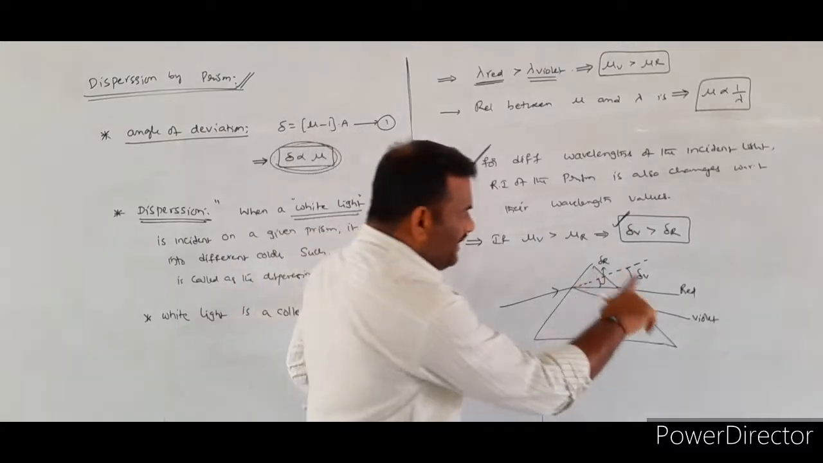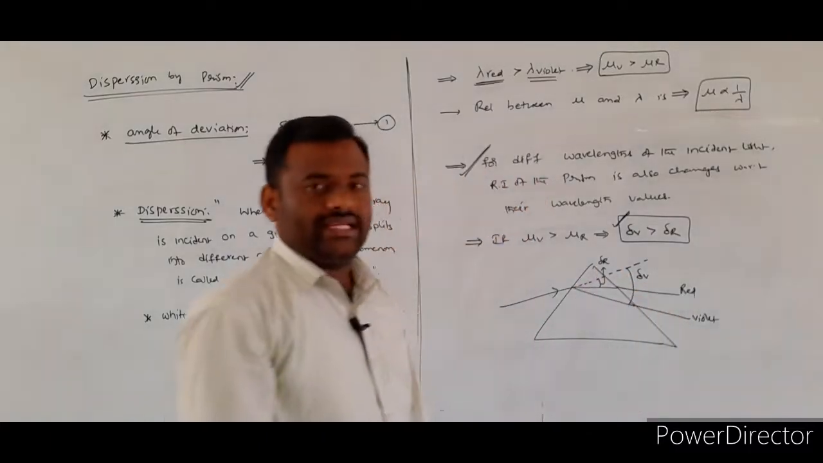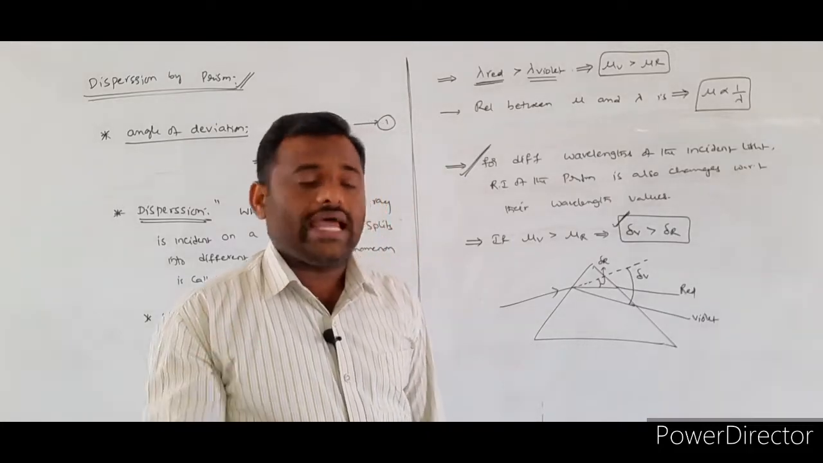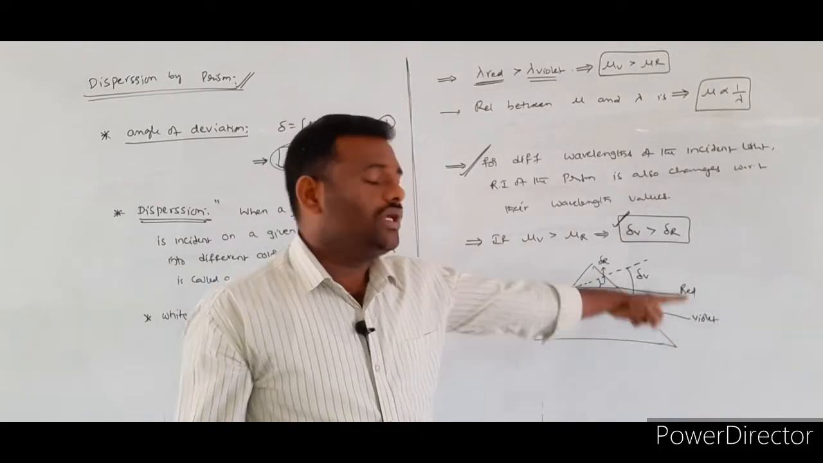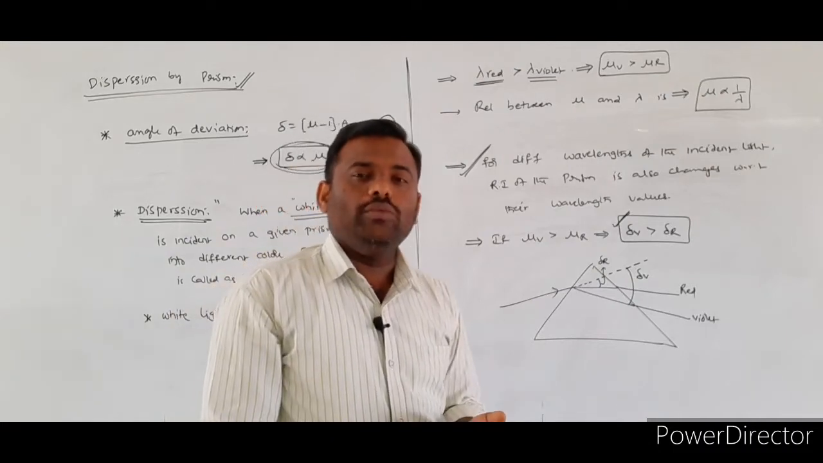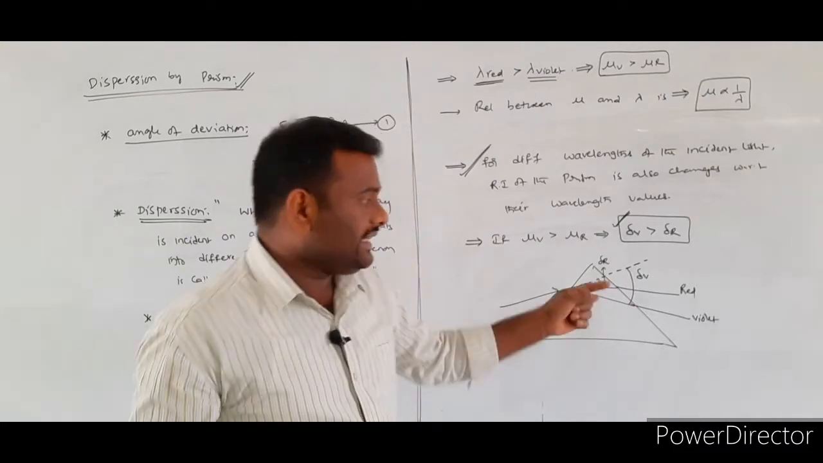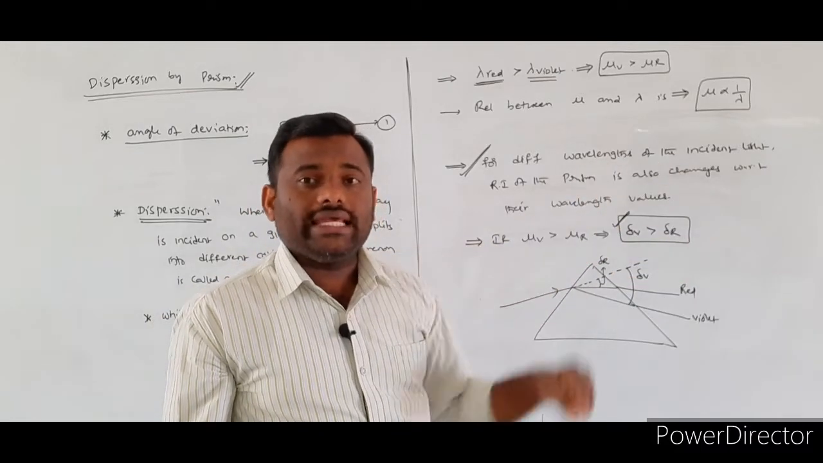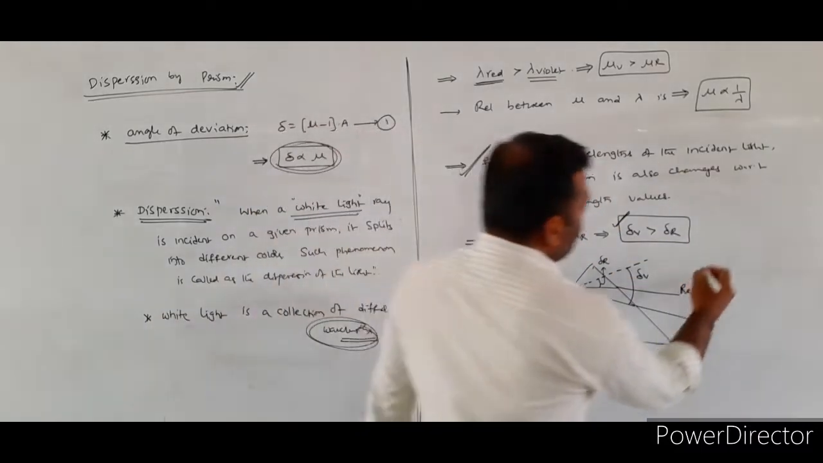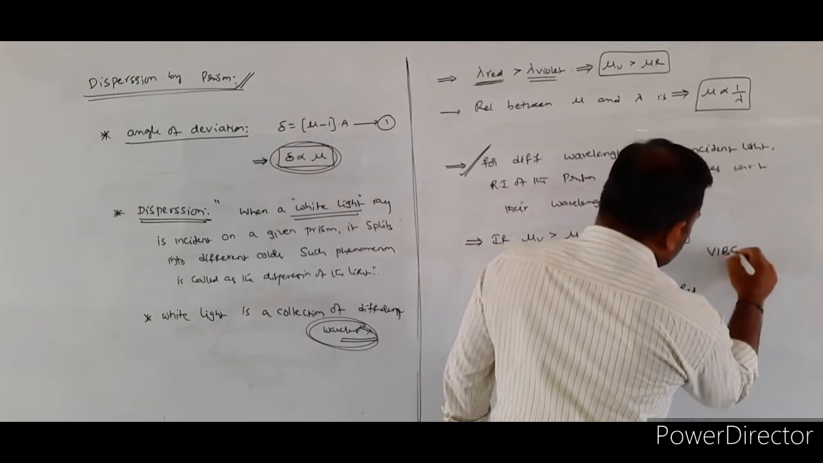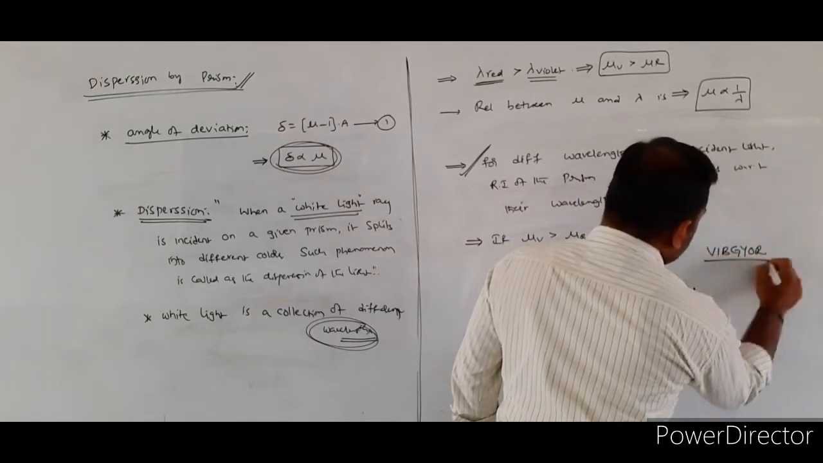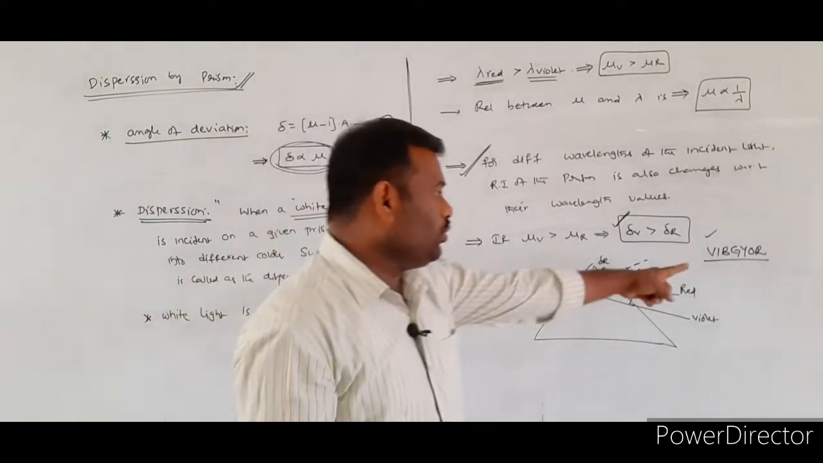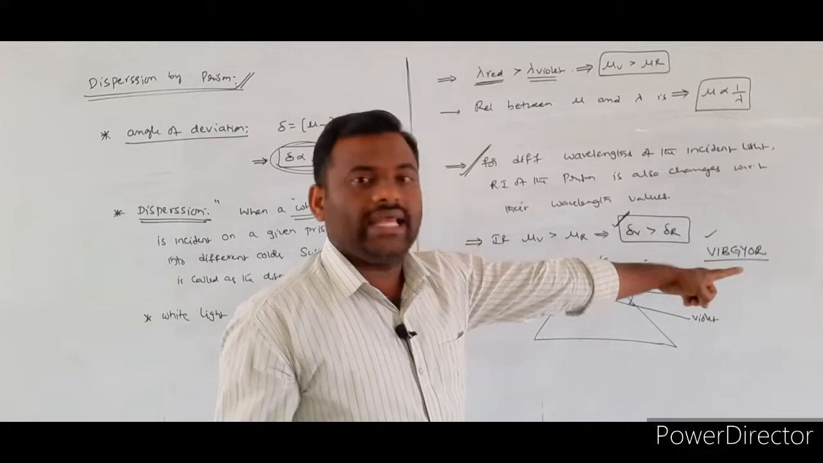Now, in between the red and violet colors of light, the remaining colors exist. So what are the remaining colors? Indigo, blue, green, yellow, orange, like that. The 7 colors of light we call what? VIBGYOR. So the spectrum of the colors, VIBGYOR. So V means what? Violet. I means what? Indigo. B is what? Blue. G green, yellow, orange and red.